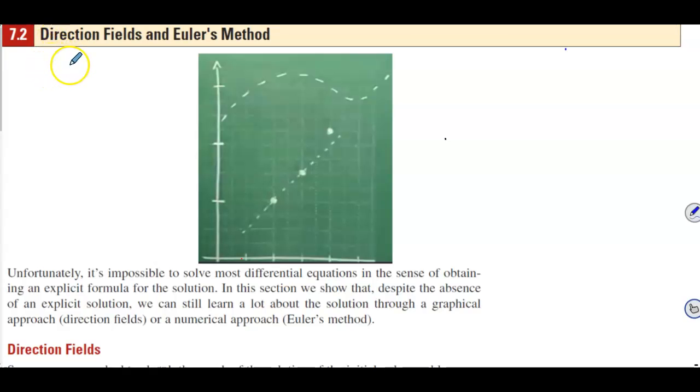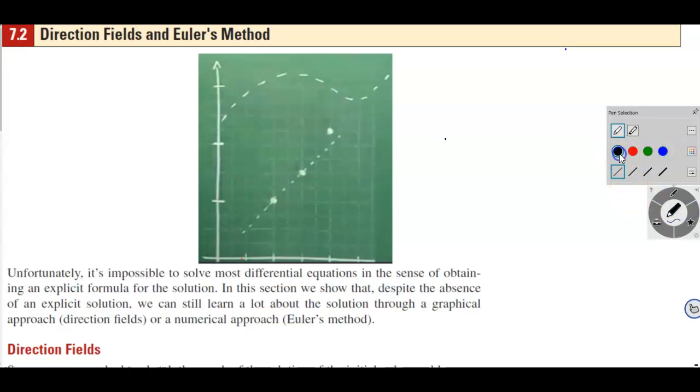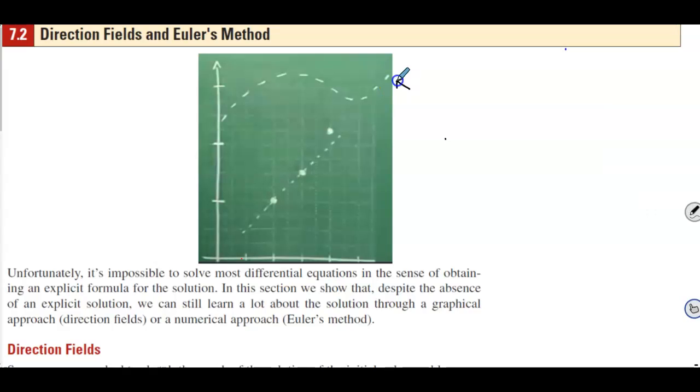Okay, in section 7.2, direction fields and Euler's method. Okay, so let's start with this graph that I have right here. Let's suppose that I know that the integral function has a graph that looks like the following there.